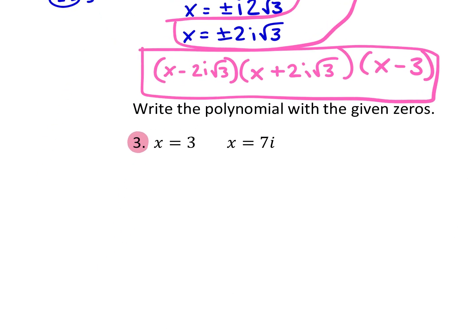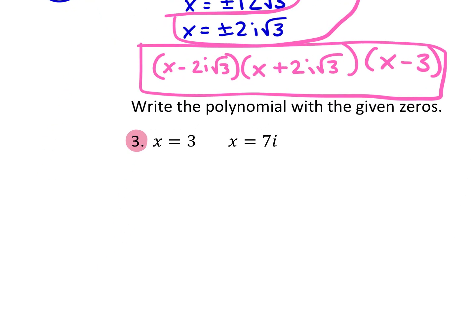Next, let's do number 3. So here it gives us the answers. We want to come up with the polynomial. So we want to write the polynomial with the given zeros. If we have 3 and 7i as zeros, what else do we know is going to be a 0? Negative 7i, perfect. Any i that you have, we need its partner. We need its conjugate pair. So if you have a positive 7i, that means negative 7i is also going to be a 0. So anytime you have an i, it needs its pair.